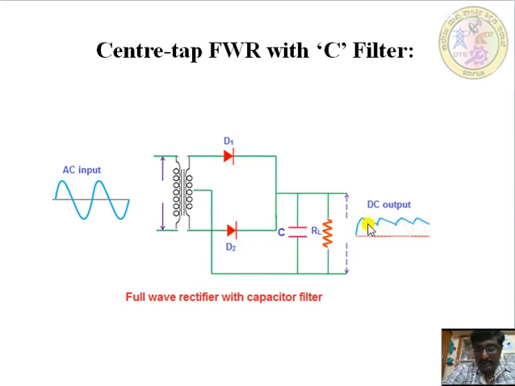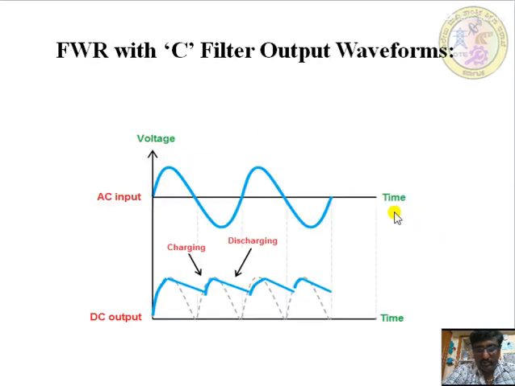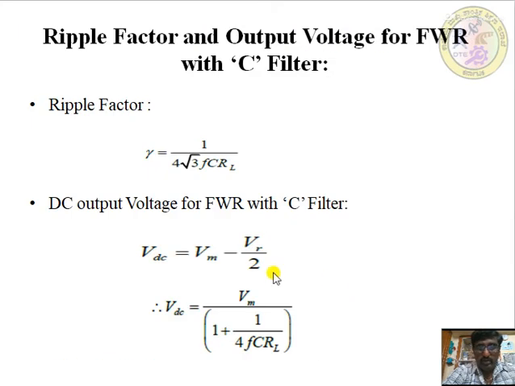This is the DC output, only the peak to peak, that is during the charging as well as the discharging of the capacitor. Charging as well as discharging during the negative cycle also will be there. So the curves you get follow the peak to peak voltage. The formula for the ripple factor of the full wave rectifier is gamma equal to 1 by 4 root 3 Fc RL, and the filter DC output voltage is given by VDC equal to Vm divided by 1 plus 1 divided by 4 Fc RL.